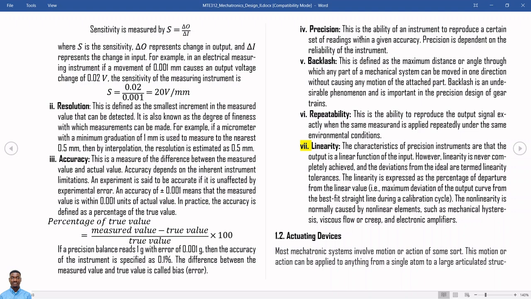It should be able to reproduce that reading within a given accuracy, maybe an accuracy of 80%. So that when it measures 2 this time, it measures probably 1.9 the other time, another time probably 1.99 or 1.95. So it gives me readings within an accuracy. That makes that sensor reliable. Because if the precision of a sensor is not within a given accuracy, then that means that sensor is not a reliable kind of sensor.